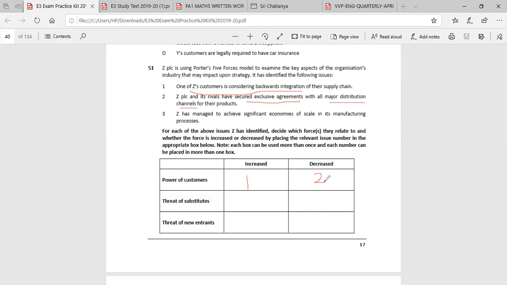Once they are with a particular business, they will not think about going to the rivals, and the new entrants also, because the new entrants will understand that the customers are tied up in these agreements and will not move to any other business. So the power of new entrants also will reduce here. So two also falls under this category.